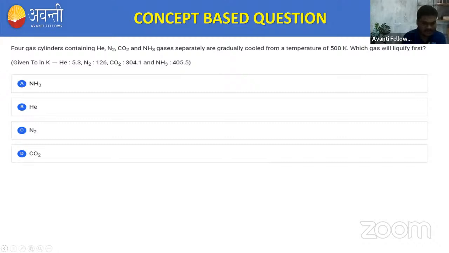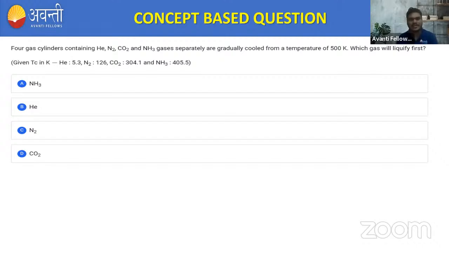Four gas cylinders containing helium, nitrogen, CO2 and NH3 gases separately are gradually cooled from a temperature of 500 Kelvin. Which gas will liquefy first? And the critical temperature is given. So critical temperature in Kelvin is given.